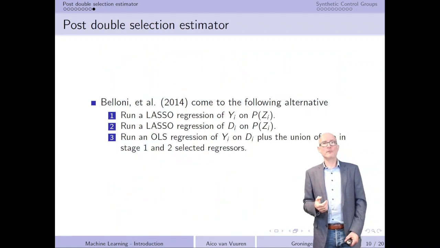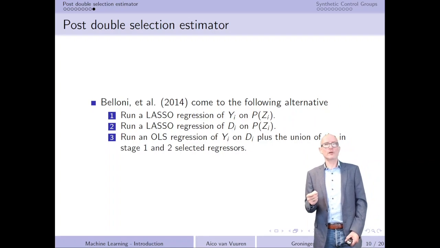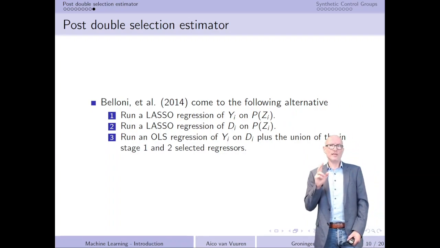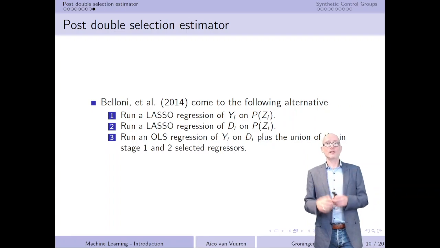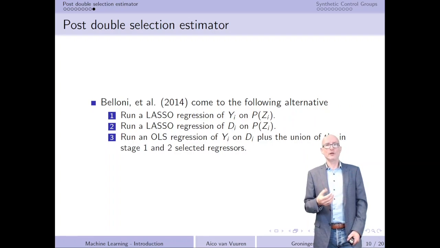Therefore, what they do is that they come up with an alternative. What they say is that we should aim for a three-stage procedure. First of all, we run a lasso regression of yi on pzi. Then we run a lasso regression of di on pzi, so two lasso regressions, one where yi is the left-hand side variable, and one where di is the left-hand side variable. And then finally we run a post-lasso, an ordinary least squares regression of yi on di plus the union of the regressors selected in stages 1 and 2.